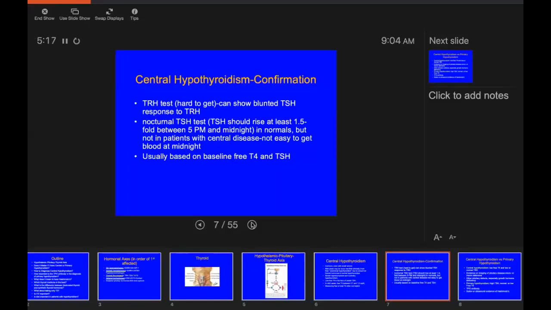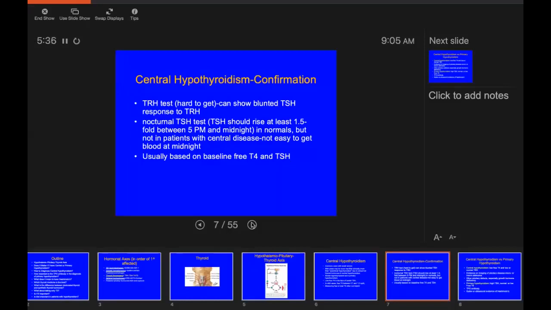The TSH should rise at least 1.5-fold between 5 p.m. and midnight in normal people, but in patients with pituitary disease, it doesn't rise, so you don't get this 1.5-fold increase. It's hard to get blood at midnight. People don't do this anymore, but in theory, this can be done. So we usually base this diagnosis on a clinical scenario.